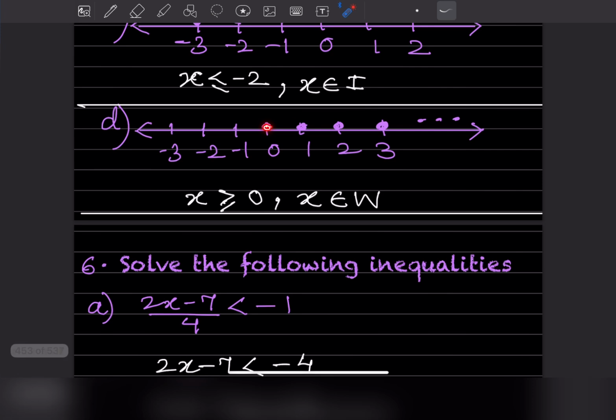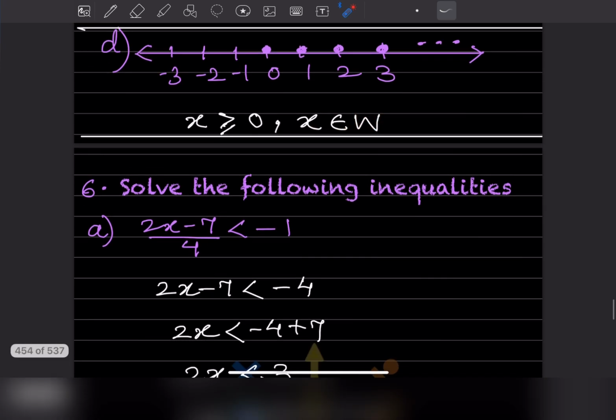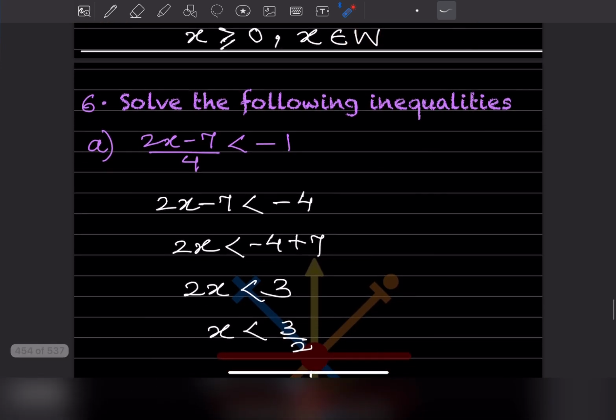Here we can see 0, 1, 2, 3, and so on. So 0 is included, meaning these are the whole numbers: 0, 1, 2, 3, and so on. So we can write here, it is going on, meaning it is increasing. So x is greater than or equal to 0, and x belongs to W, the whole numbers. Solve the following inequalities. So now what will you do here?